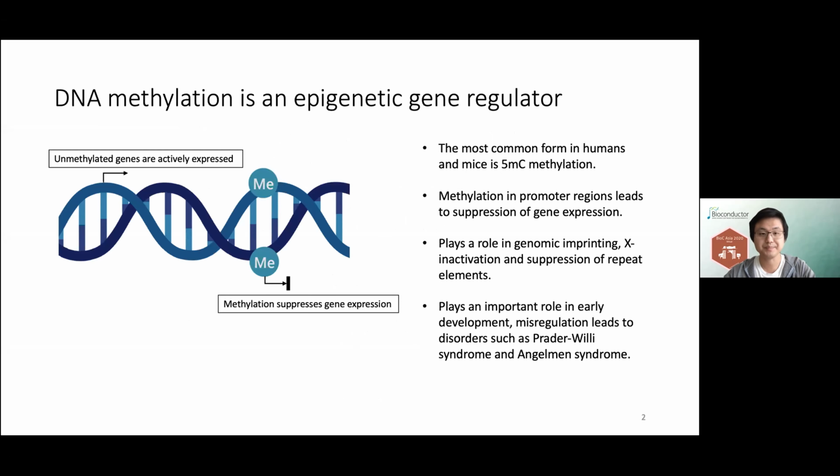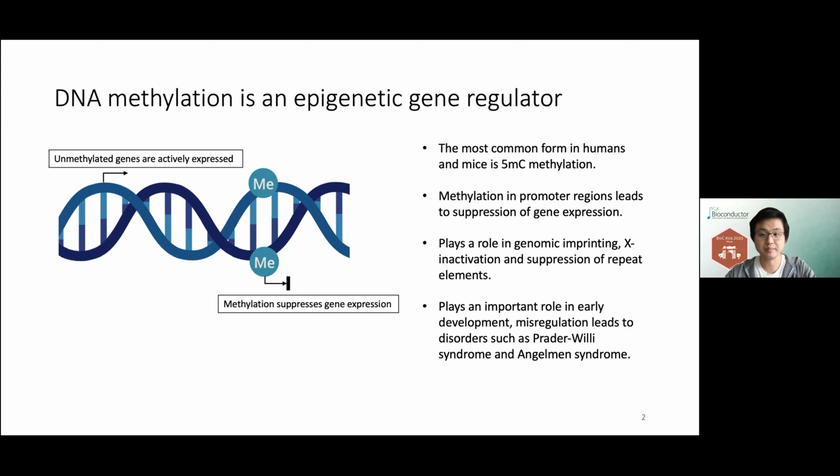So to begin, I'll just give you a brief introduction on what kind of methylation I'm looking at. It's DNA methylation, which is the addition of a methyl group to the DNA molecules, and it's the most common form of methylation in mice and humans. These methyl groups are added to CpG motifs in the DNA, and in mice and humans, this generally has the effect that it suppresses gene expression downstream of where the methyl groups are added. And this usually happens in the promoter regions of genes.